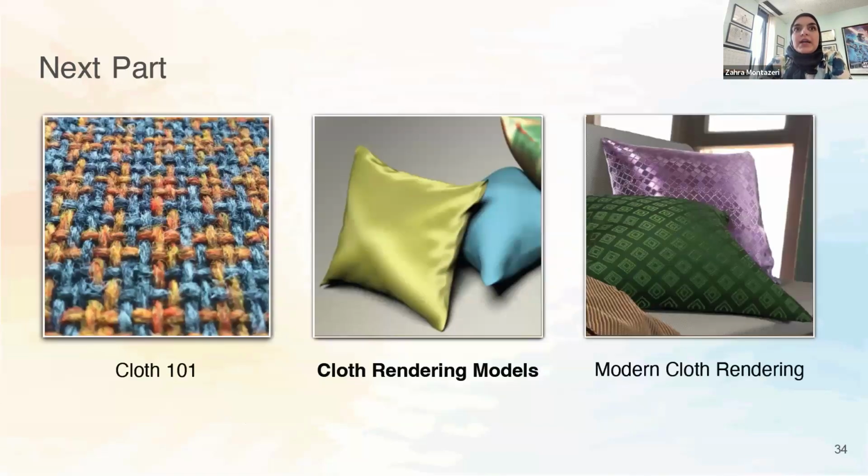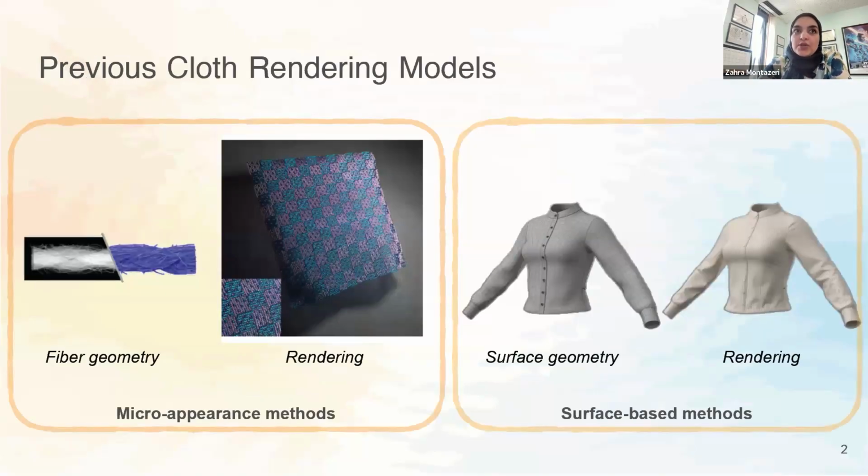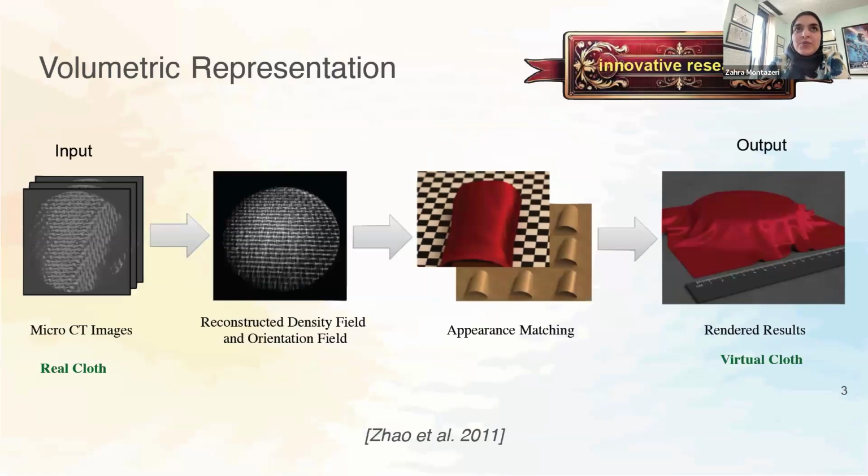All right, so this was all about the basics of cloth that I wanted to build before we get into some cloth rendering models. Next we're discussing the actual models, which are divided into two main categories. One of them is micro appearance models, and the other is surface-based models. For each of them, we have the geometry and the shading separately. So let's get started. The first one is a volumetric representation.